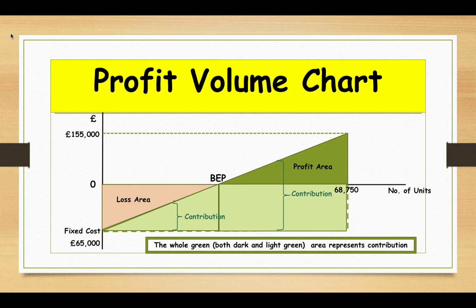So the contribution to sales ratio is the total contribution 220,000, which we have seen 155 plus the 65, divided by the total sales, which is 68,750 units, times the selling price per unit, which is £5, which is £343,750. So the contribution to sales ratio is 64%.